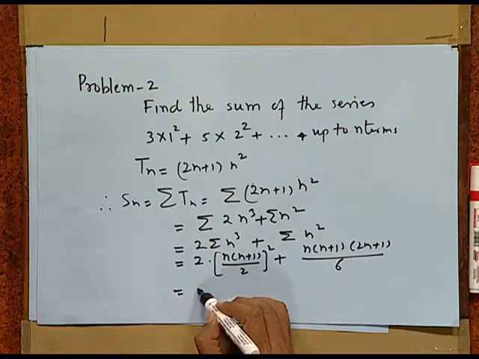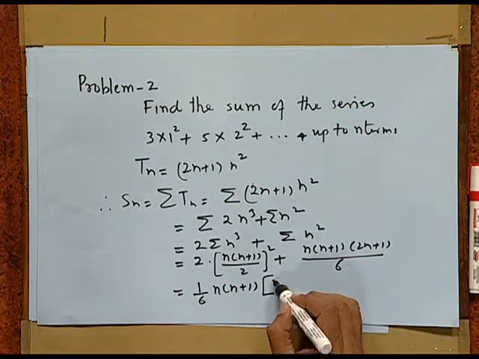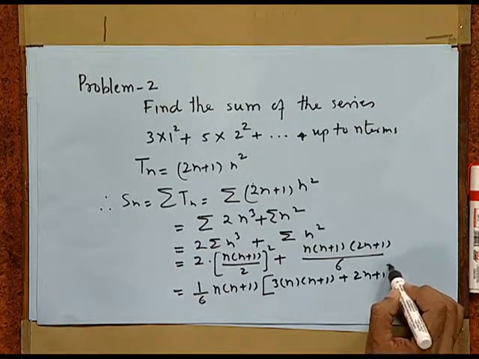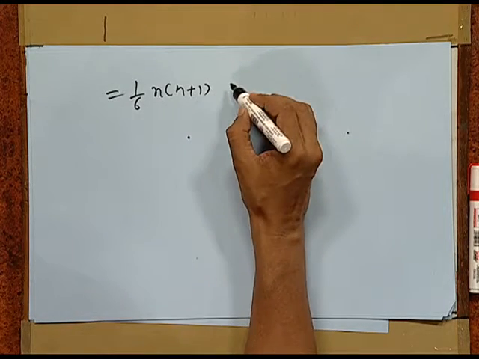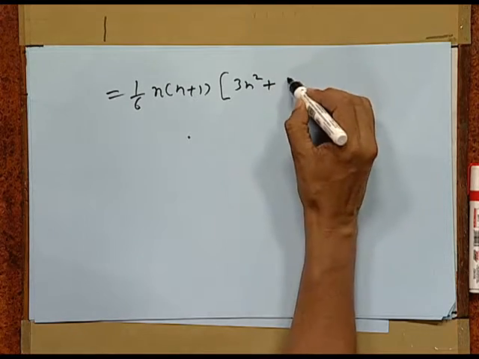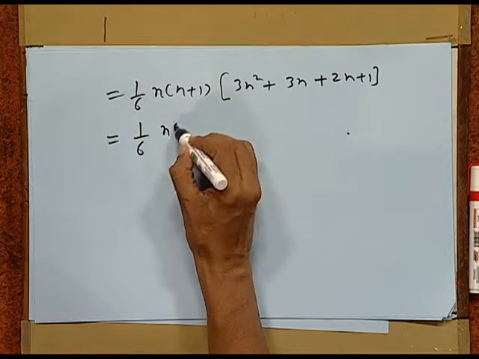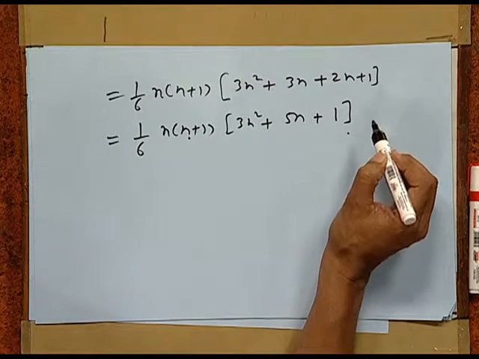This equals 1 by 6 times n times n plus 1 times 3 times n times n plus 1 plus 2 n plus 1. This equals 1 by 6 times n times n plus 1 times 3 n square plus 3 n plus 2 n plus 1, that is 1 by 6 n times n plus 1 times 3 n square plus 5 n plus 1. Now, this gives the sum of the n terms of the given series. Recall, in this question we have to first find the nth term and then we apply the sigma notations.